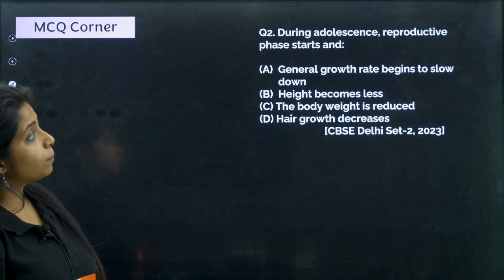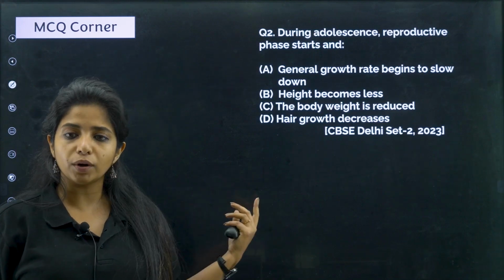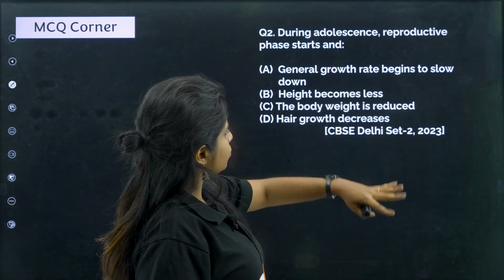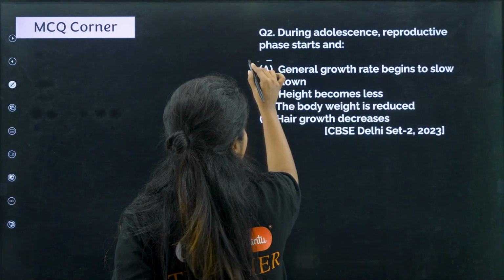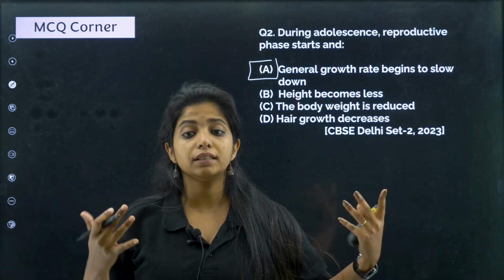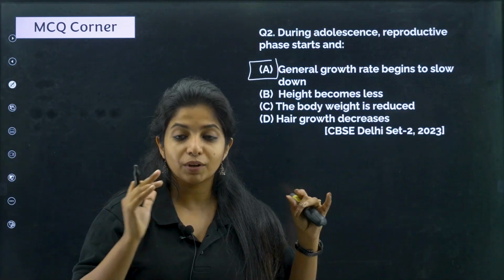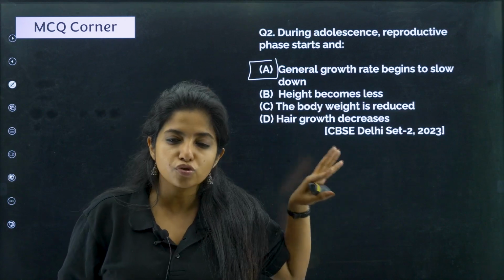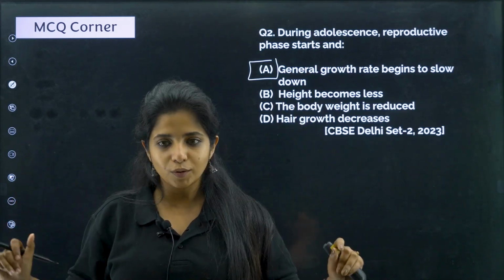During adolescence, the reproductive phase starts, and then what happens? General growth rate begins to slow down. The options say height becomes less, body weight is reduced, hair growth decreases. No, I would rather say the general growth rate begins to slow down because you are at a reproductive age. So your reproductive organs and everything start to grow, and more concentration is put to that particular angle rather than the general growth rate. So this begins to slow down. I'm not saying it goes off completely, it kind of slows down, my dear children.